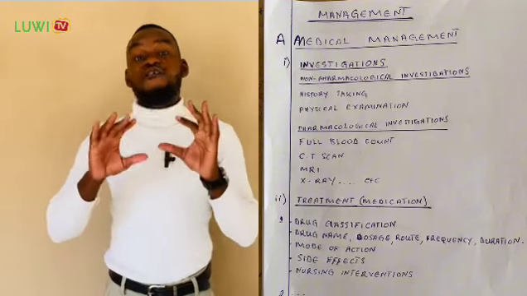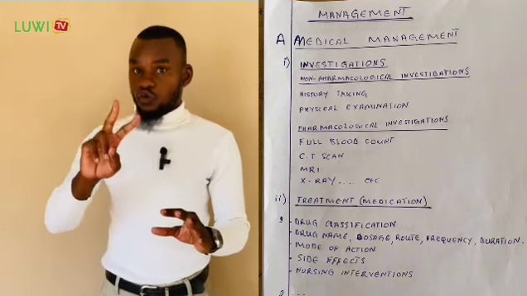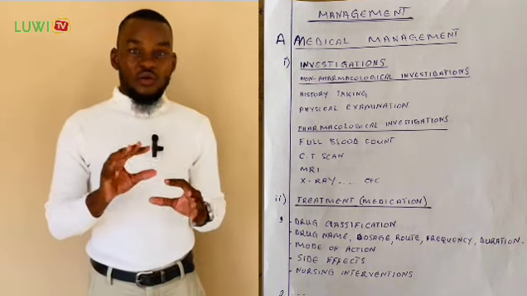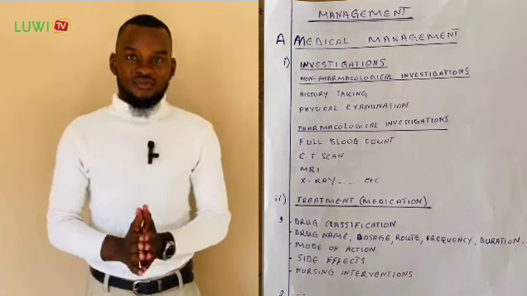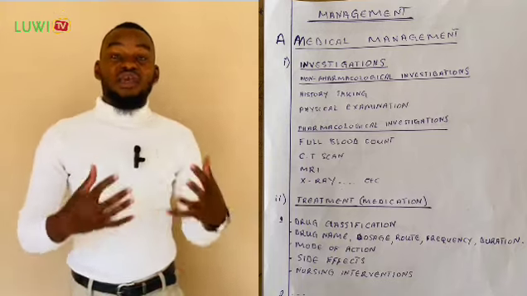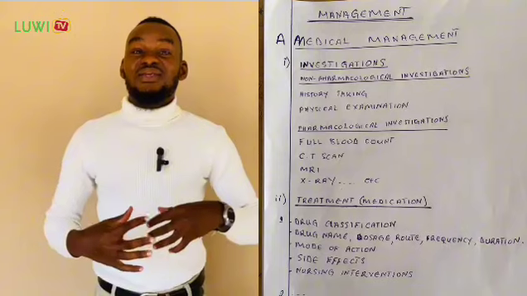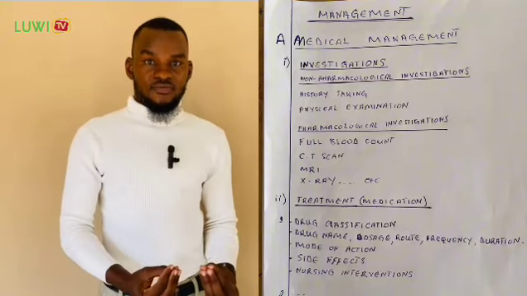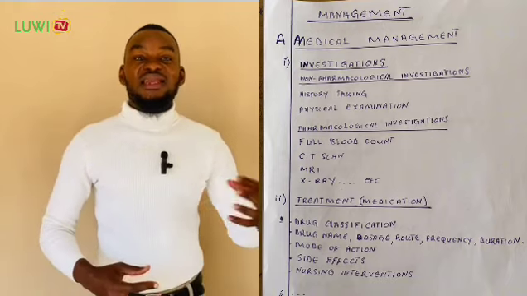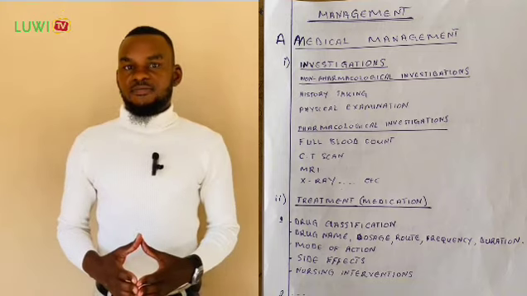Then we go to pharmacological investigations. On non-pharmacological, we have 2. Then we go to pharmacological investigations. There we are also going to write 3 pharmacological investigations. These are the investigations that are going to require us to take samples and take them to the lab for testing. They are confirming the diagnosis that has been put in place.